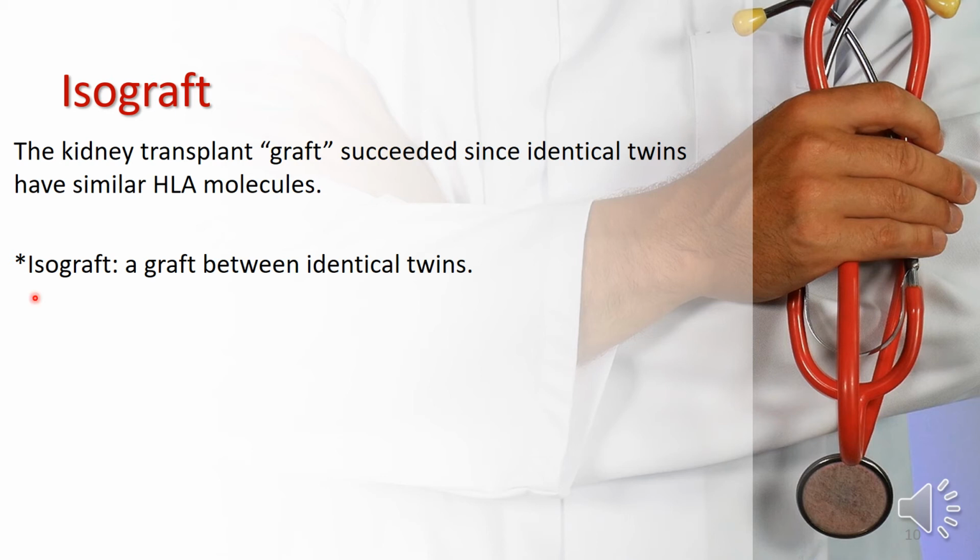So this is called isograft, and it's a graft. Remember, graft is tissue or organs transferred from one side to another. In this case of the isograft, it's transferred between identical twins. So when we talk about isograft, we're talking about grafts between identical twins.